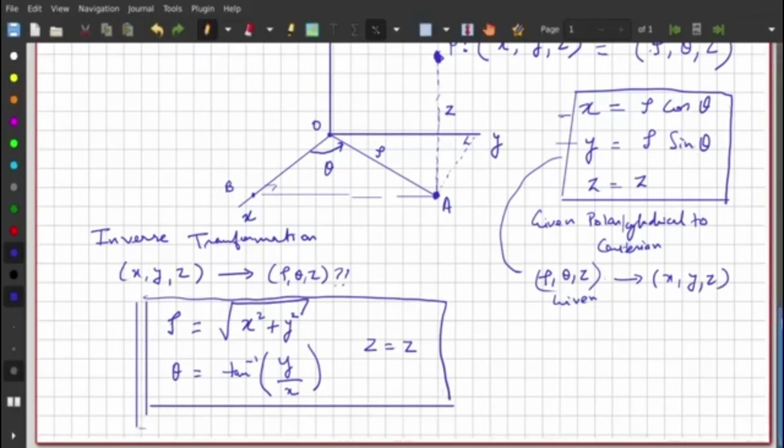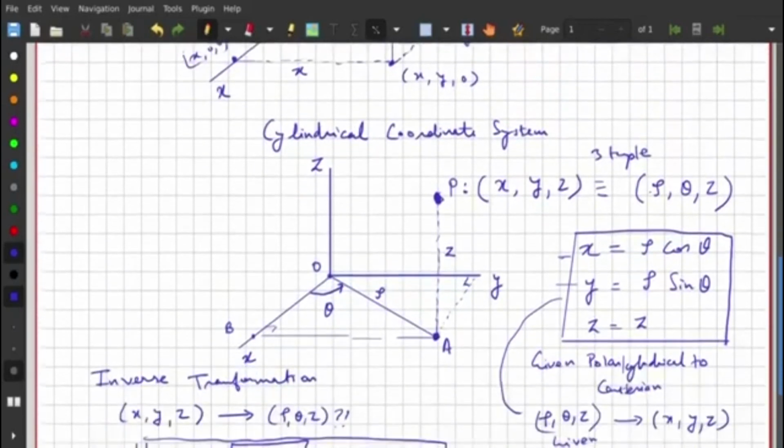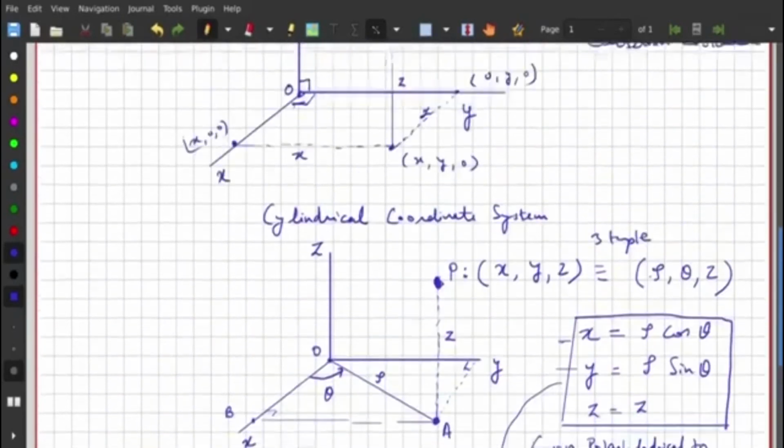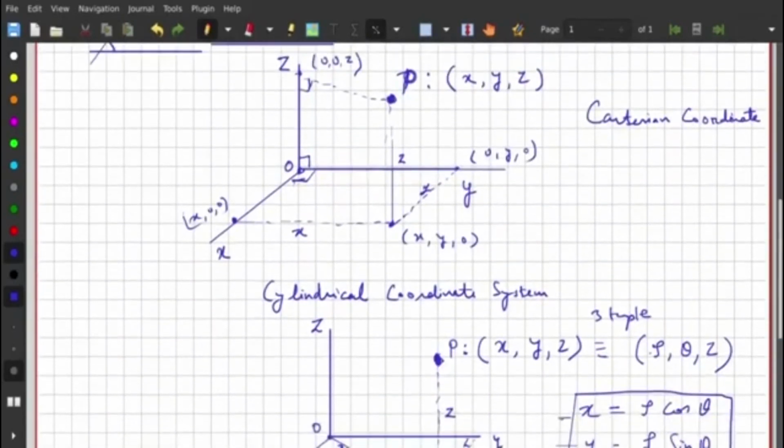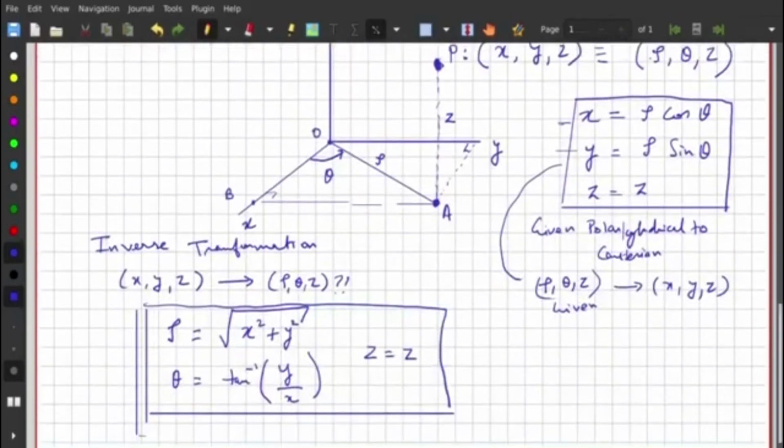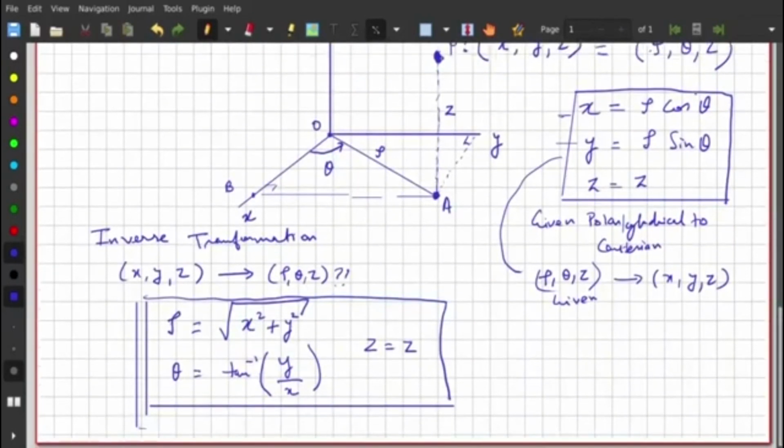Okay, so we understood about cylindrical coordinate systems, and this is Cartesian coordinate systems. So let's go to spherical coordinate system. Spherical coordinate system. So let's again draw the Cartesian coordinates for reference.